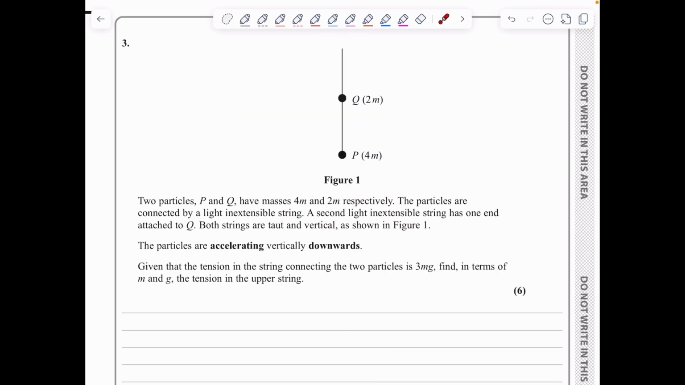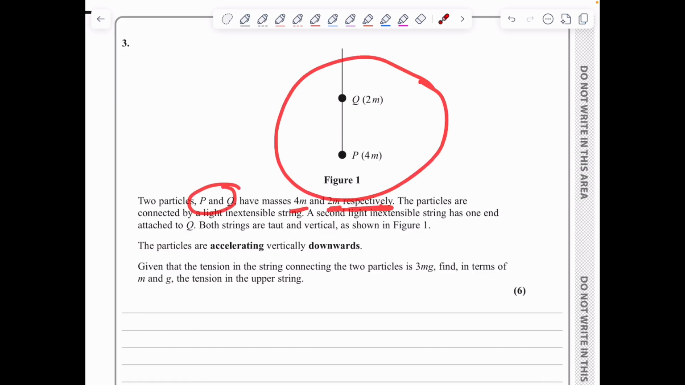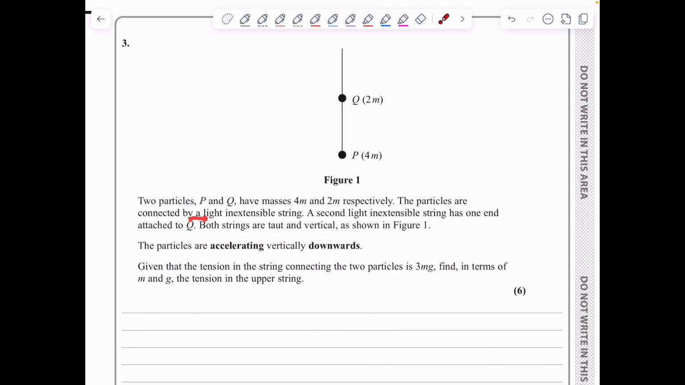In question 3, we're given two particles P and Q having masses of 4m and 2m respectively. These are shown in figure 1 here. Now the particles are connected by a light inextensible string, and the second light inextensible string has one end attached to Q.